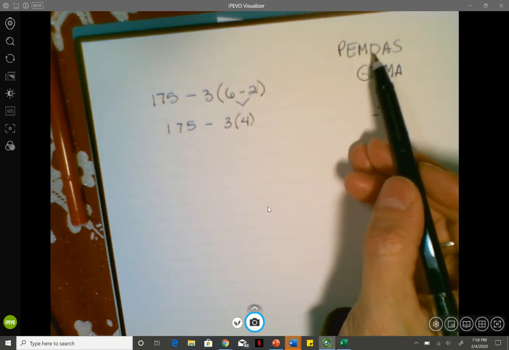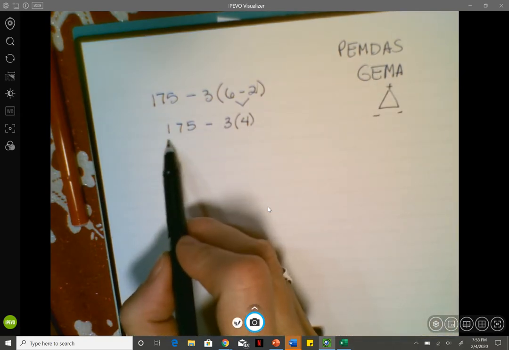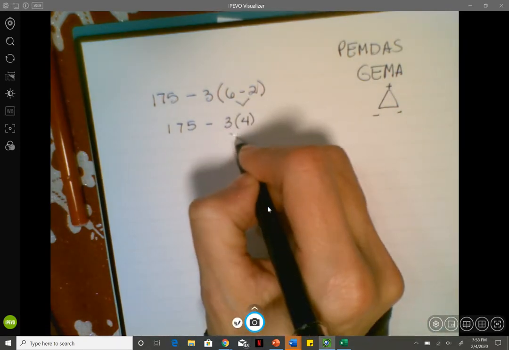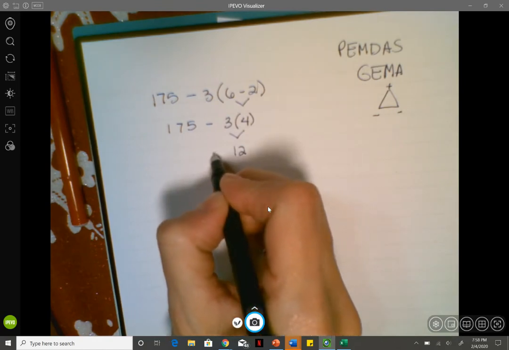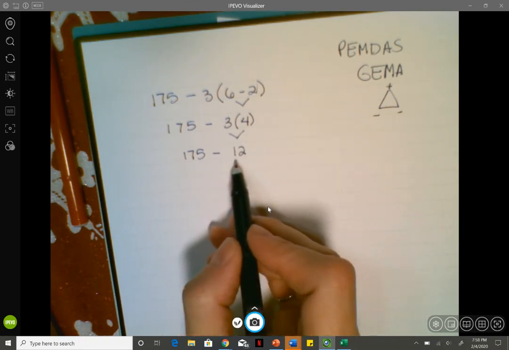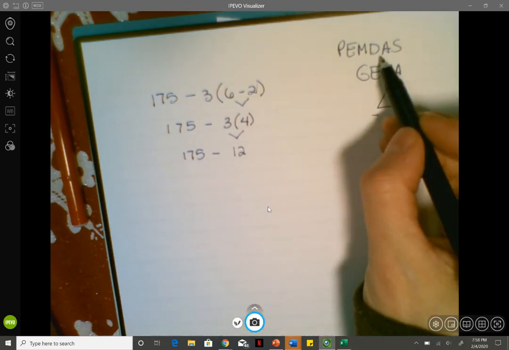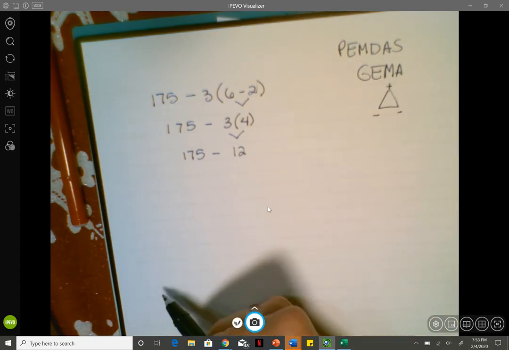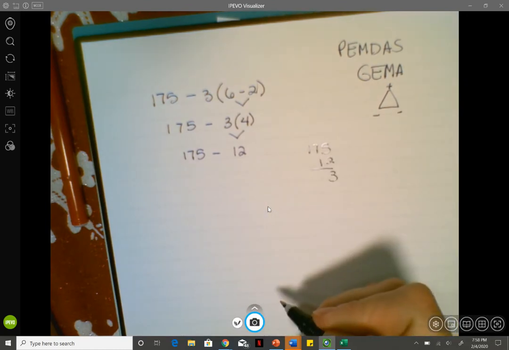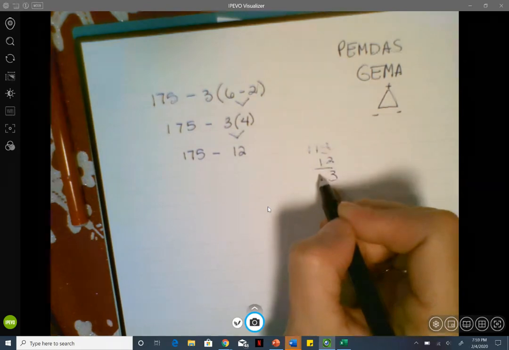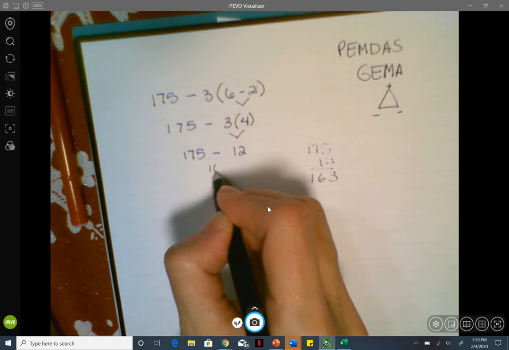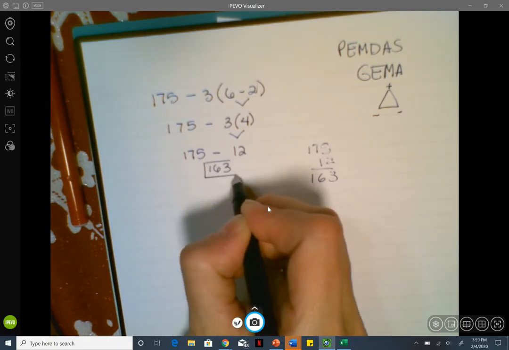And now I'm going to look for multiplication or division from left to right. As I read the expression, 175 minus 3 times 4, I just said multiplication. So 3 times 4 is 12. I'm going to rewrite everything else. When I look at it, I have 175 minus 12. According to the order of operations, I do addition or subtraction from left to right. And I have 175 minus 12. When I subtract that, I get 163. And that's my answer.